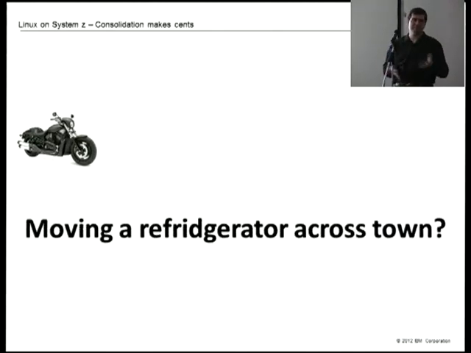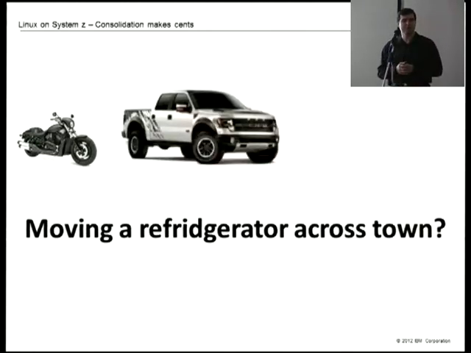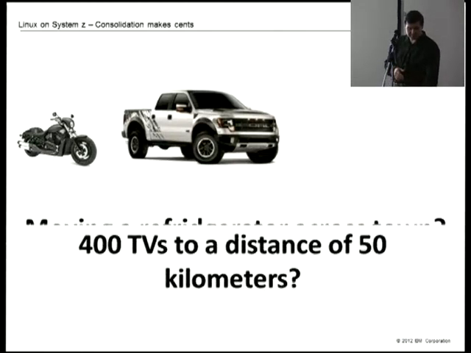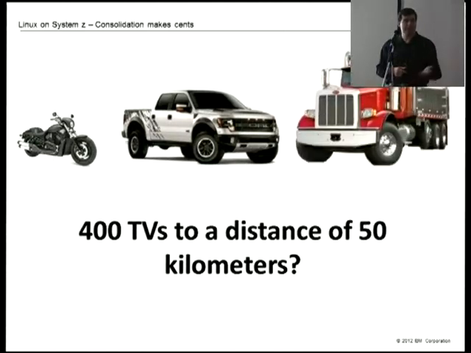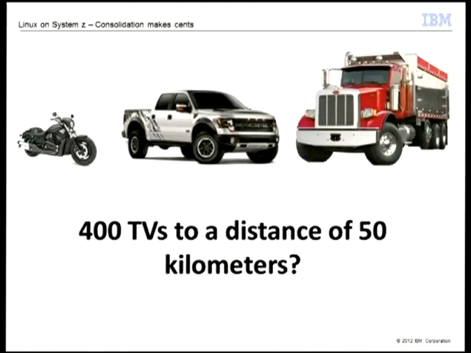Moving something fairly small, but something you wouldn't want to haul on the motorcycle, you would probably be best off with the pickup truck. If you have something bigger, a larger load, of course you could use the pickup truck, but you would have to take several trips, and in that case the bigger truck would definitely do it faster, because it will just get it there in one single trip.